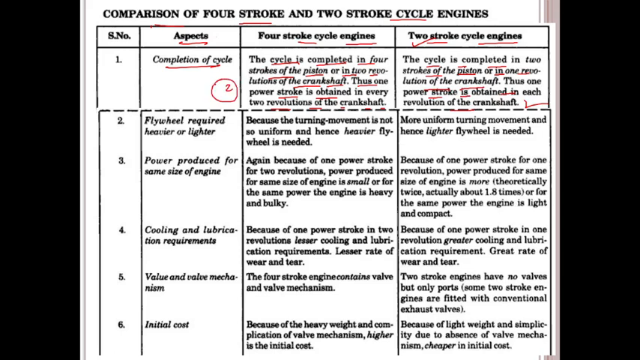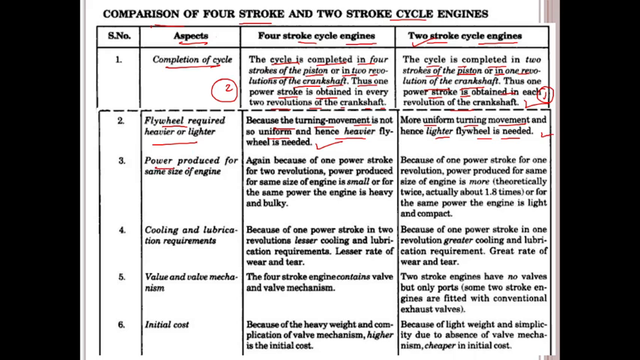Here the crankshaft gives power after 2 revolutions, and here it gives power in only one revolution. Okay. Is the flywheel required heavier or lighter? Because the turning movement is not so uniform, a heavier flywheel is needed in the 4-stroke. With more uniform turning movement, a lighter flywheel is needed.